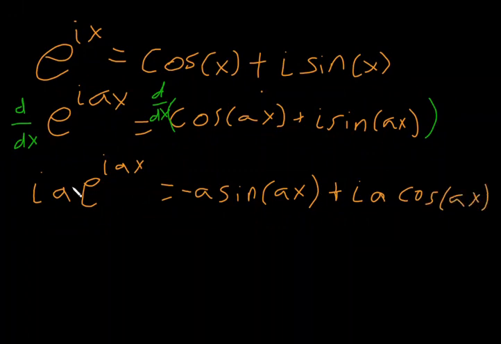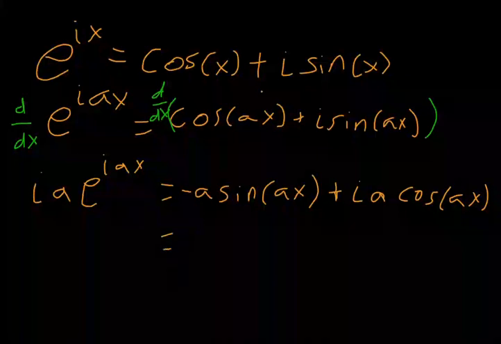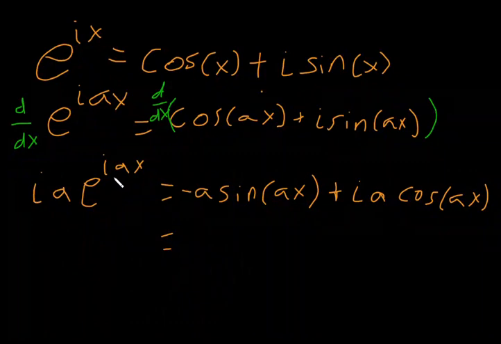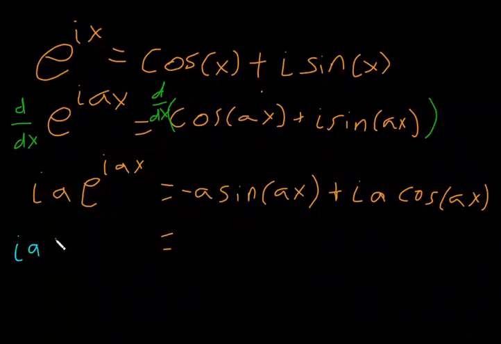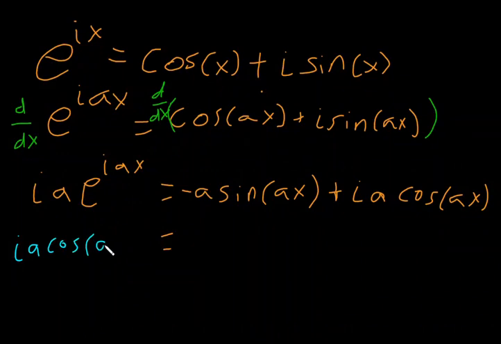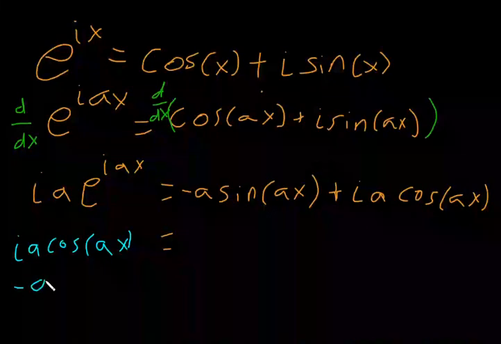And now, let's just look at this side. So I'll do this in a different color. If I look at this side, ia e to the iax, well, this is ia times cosine of ax plus i sine of ax. And if I can just do the distributing in my head, this is going to give me ia cosine of ax, plus ia times i sine of ax. The i times i will be a -1, so this will be negative a sine of ax.